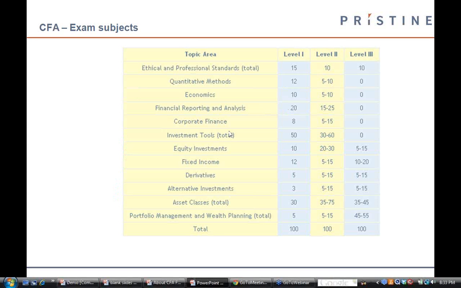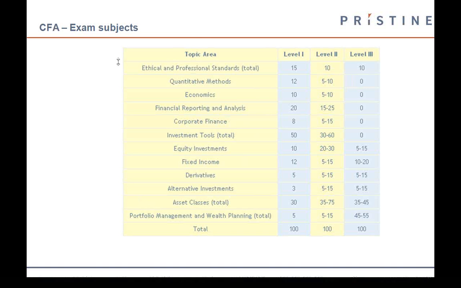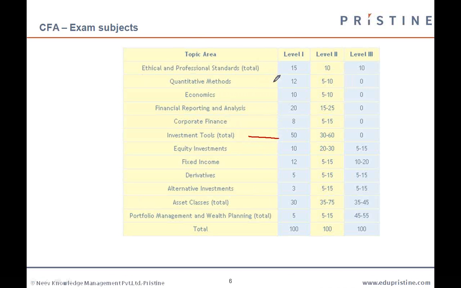All right. Let me try to see other questions that are coming up. Mahesh has a question: what is investment tools, which has 50% weightage in Level 1? Mahesh, investment tools is a sum of all these: quantitative methods plus economics plus financial reporting plus corporate finance together constitute 50%, and they are together called investment tools. Similarly, your equity investment, fixed income, derivatives, and alternative assets together are called asset classes. So this plus this plus this plus this is 30%.